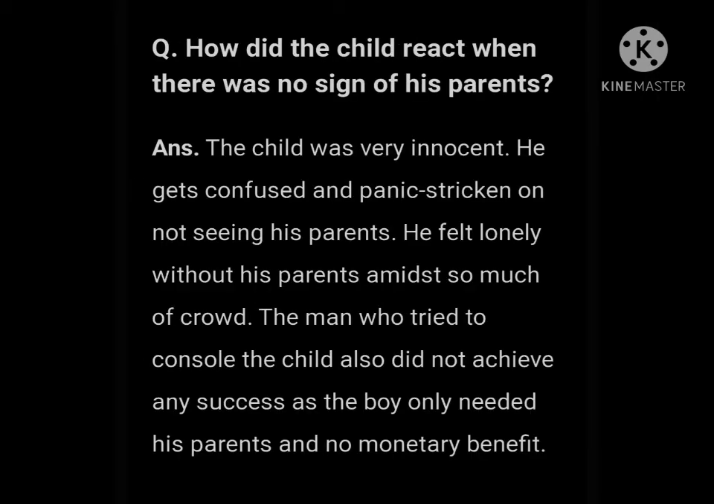Next question. How did the child react when there was no sign of his parents? So, what kind of reaction did he have? This can be asked as a long answer question also. The child was very innocent. He gets confused and panic stricken. Confused, panic stricken. Keywords. He felt lonely without his parents. A person who tried to console the child also did not achieve any success, as the boy needed only his parents and no other material gains or monetary benefit.